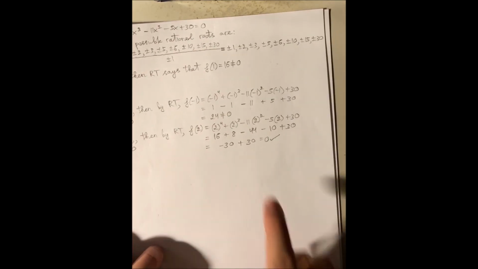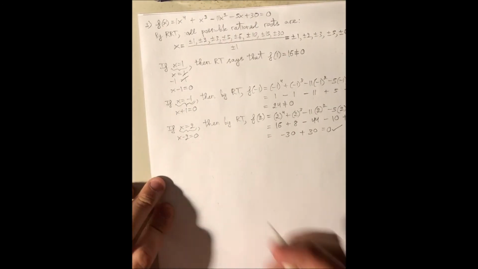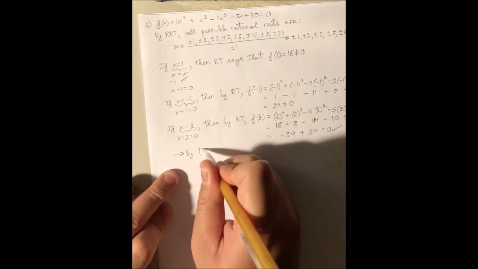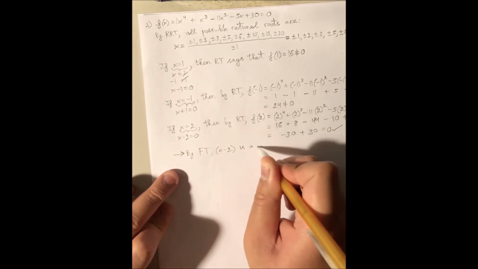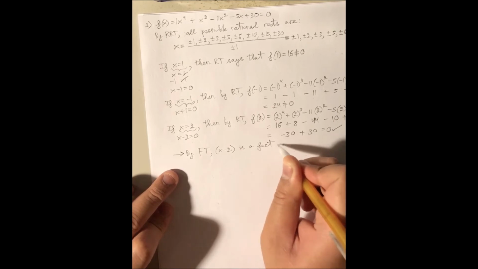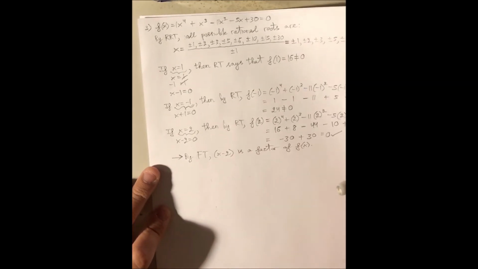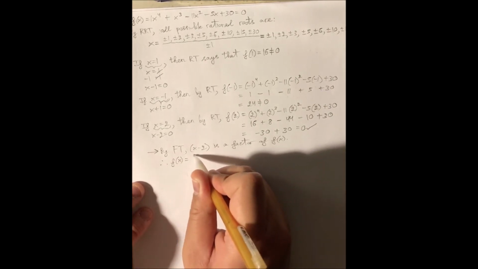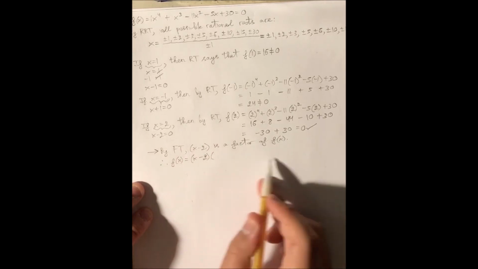So with the remainder being 0 when f is evaluated at x equals 2, we know that x minus 2 is a factor of f of x. So by FT, which is factor theorem, x minus 2 is a factor of f of x. That means we get to rewrite f of x into the product of x minus 2 and this other blank factor.